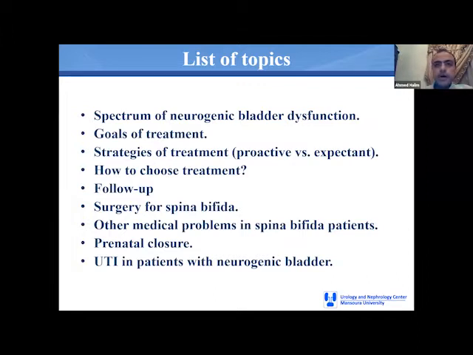Again, it's a very big topic and it's difficult to cover all the points in that short time frame, but I will try to give you a good overview about neurogenic bladder dysfunction. We will talk about the spectrum of the disease, what are our goals when approaching neurogenic voiding dysfunction, and what are the strategies to treat, how can we choose the best line of treatment, and how should we follow up our patients, and if we need surgery, what are the indications for surgery and what type of surgery should be done. And I will briefly cover other medical aspects of spina bifida patients, with a brief note on prenatal closure and diagnosis of UTI in patients with neurogenic bladder if time allows.